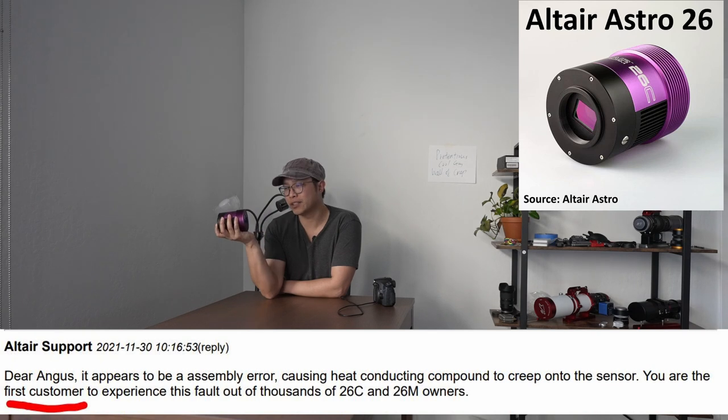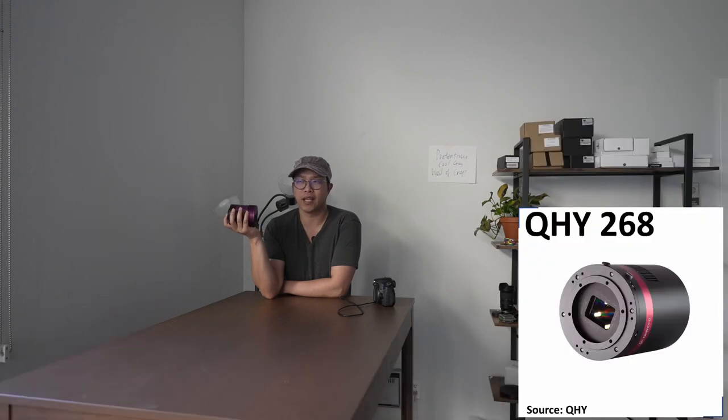Now, strangely enough, according to Altair Astro, I was the first person to report this issue with the Altair Astro 26C. Again, I think this is a matter of statistics. Not many of us own the Altair Astro version. And to this day, I haven't seen anybody reporting an issue with the QHY 268. Once again, I don't think many people own the QHY version. It's just that the ZWO brand dominates the market, so people naturally gravitate towards ZWO first, and they buy their camera.